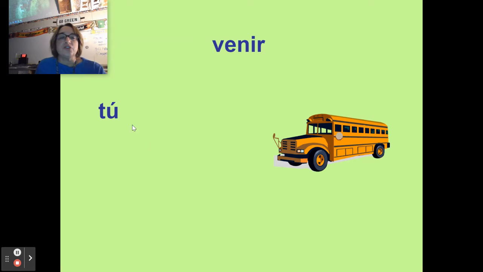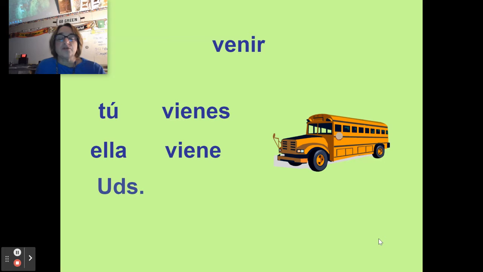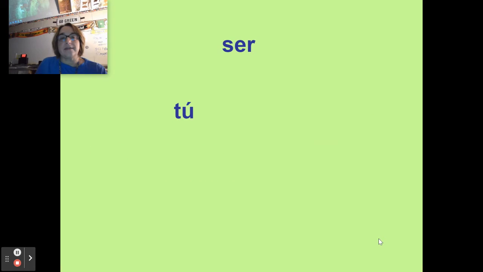So venir, to come, that should be vienes. Ella, it's going to follow this pattern. Now that you have one, you ought to be able to do them. Viene, there's no S. Ustedes, vienen with an N. Ser, to be. I think there are 4 of these. What's the tú form? The yo form is soy. Eres. The yo form I just said.